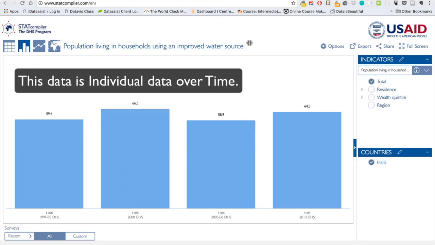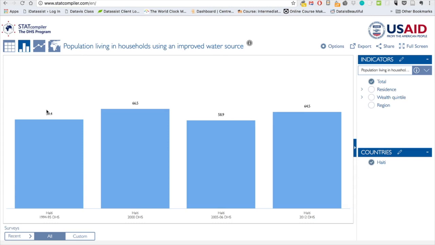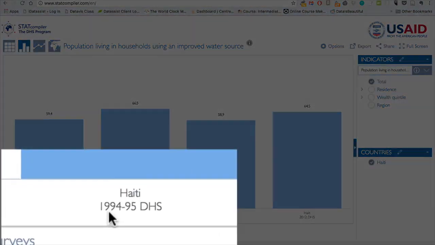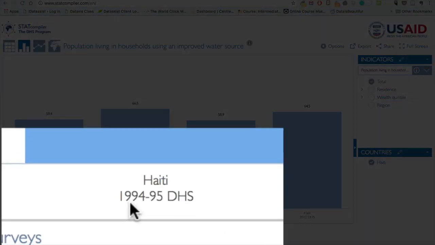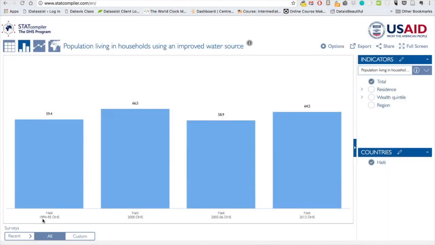So here we are looking at a data summary on Haiti, and you can see they have data back from 1994. So this is the percent of populations using an improved water source in Haiti, 59% in 1994 up to 64.5% in 2012. So this data will likely be very useful to us for looking at what's going on within the countries.